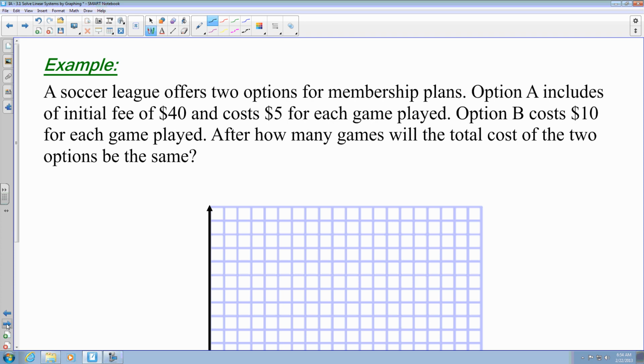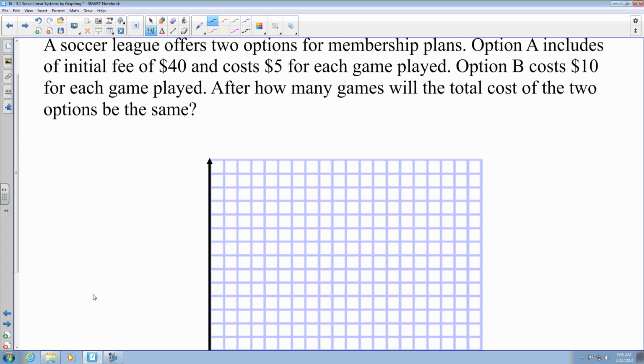Last thing I have is a story problem. It says a soccer league offers two options for membership plans. Option A includes an initial fee of $40 and costs $5 for each game played. Option B costs $10 for each game played. I want to know after how many games will the total cost of the two options be the same.